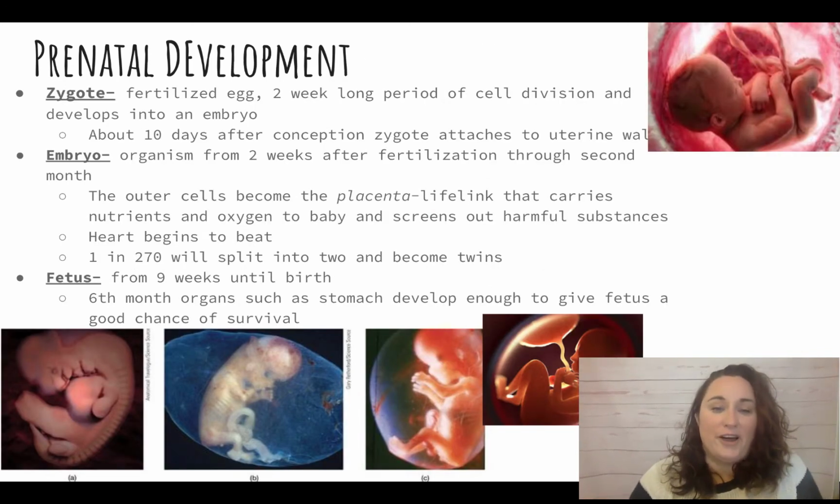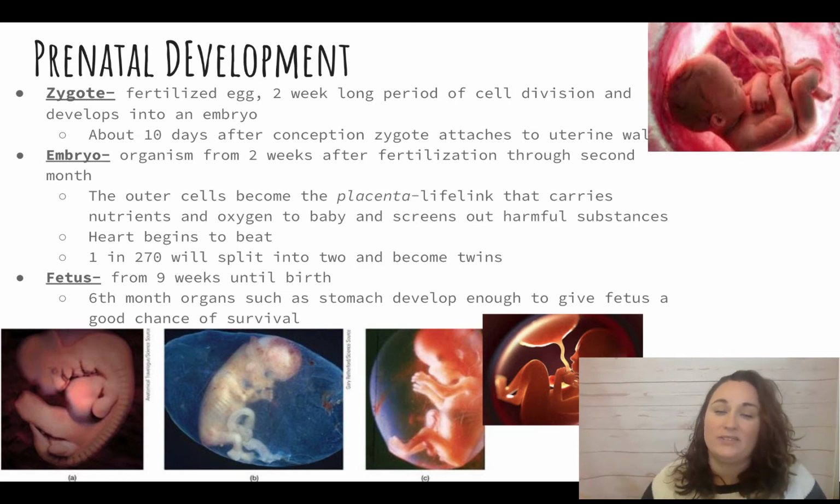So the first stage is a zygote. This is the fertilized egg, and this is for about 2 weeks. It's called a zygote. Then it becomes an embryo, and that's from 2 weeks after the fertilization through the 2nd month, so like through 8 weeks. After that, it becomes a fetus.